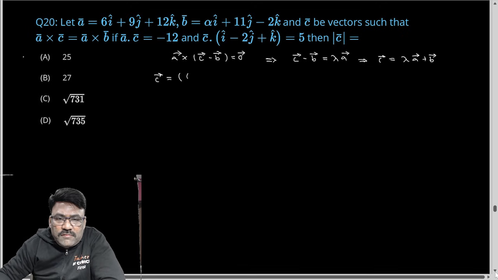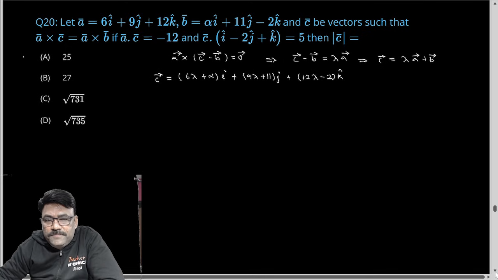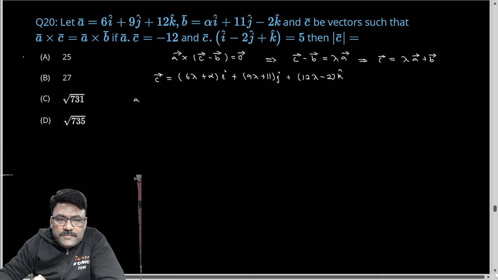So I'm getting (6 lambda plus alpha) i, (9 lambda plus 11) j, then (12 lambda minus 2) k. This is vector C. Now they have given that A dot C is minus 12.